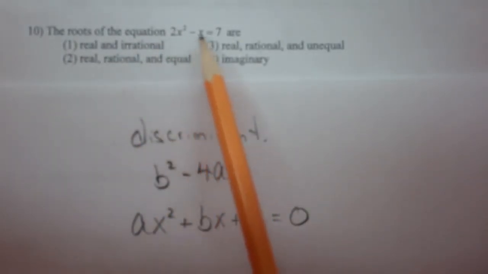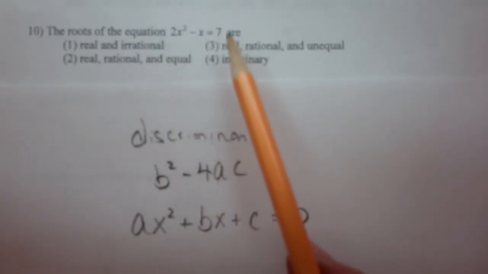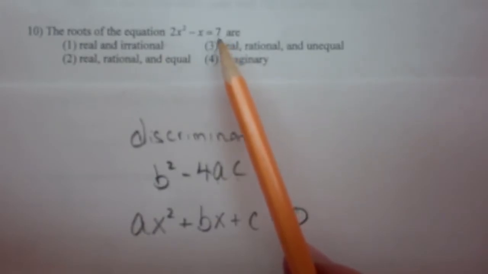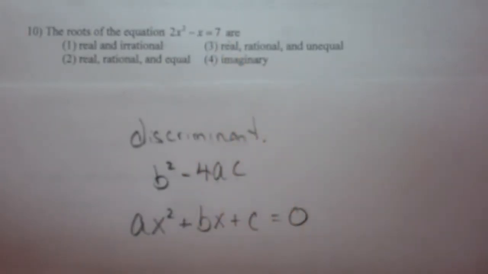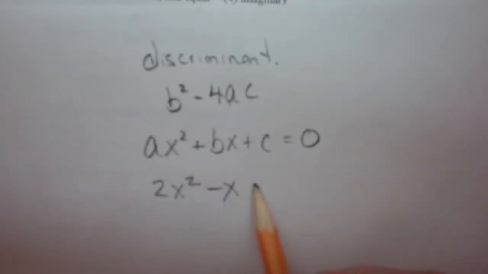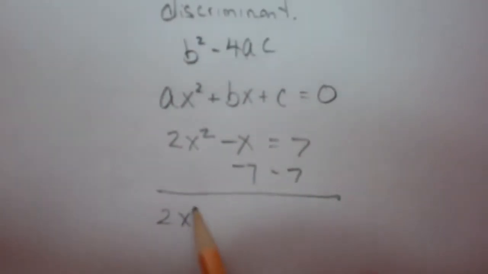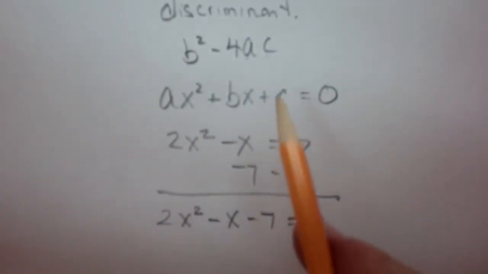If you look at what they've given us, it's not quite in the same form since that's not equal to 0. What could we do here so that this equation does equal 0? Well, we can subtract the 7 from both sides. So I'm going to do that right here. The equation they give us is 2x squared minus x equals 7. To get it equal to 0, I'm going to subtract 7 from both sides. None of these are like terms, so we end up with 2x squared minus x minus 7 is equal to 0. And now we can use the discriminant.